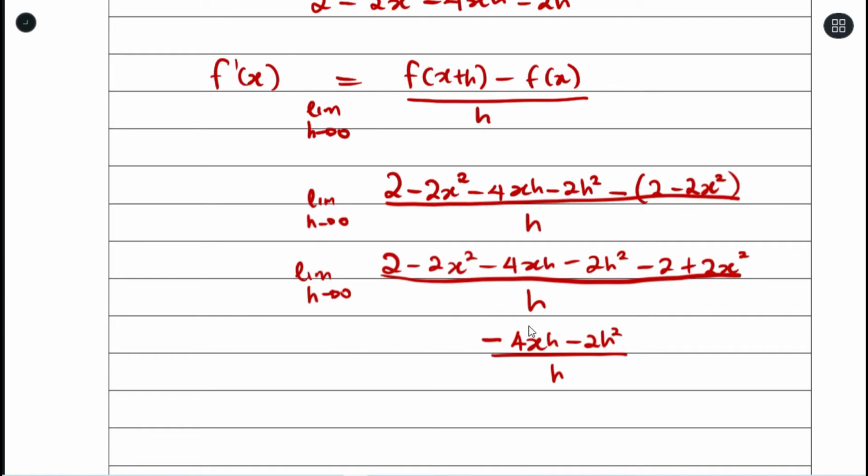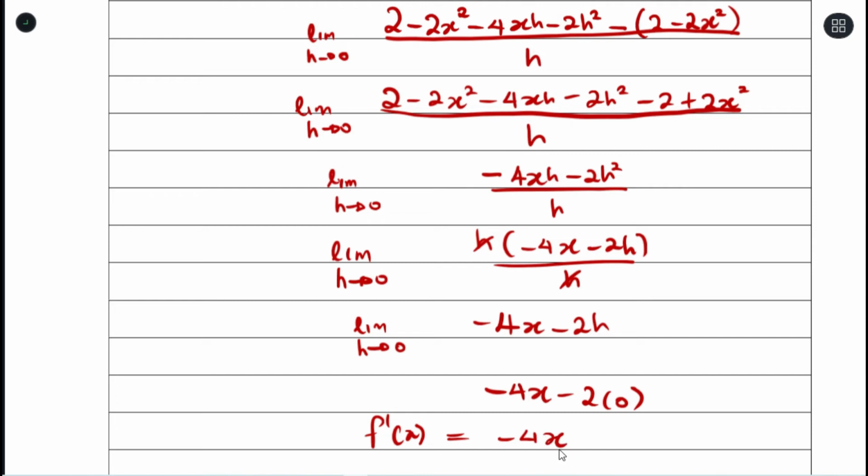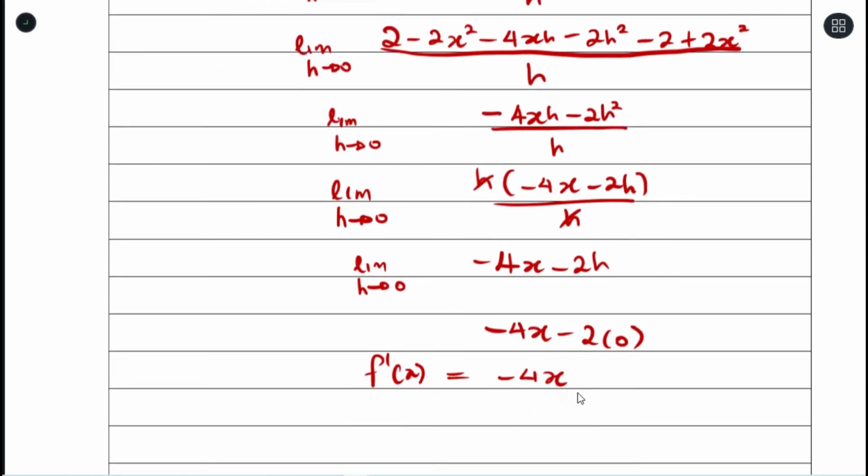And all we just need to do for this is bring out an h. Then you're just left with this. Then we use the limit, and it will just be negative 4x. And this will be your final answer. That's it.